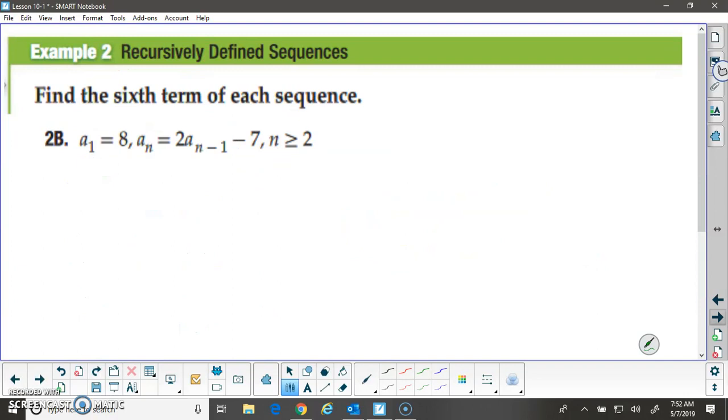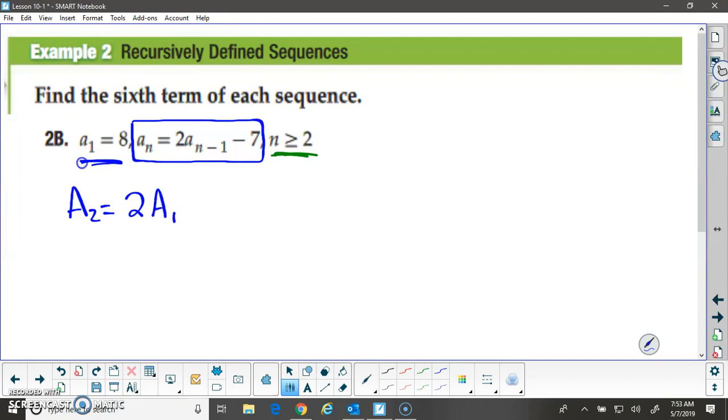Here's another similar example. The directions say find the sixth term. You can see that they're giving us the first term, and then they're giving us right here a formula. It's a recursive formula. You have to use the previous term to find the next term, and we have to start off by finding the second term. So the formula says to find the second term, we're going to take 2 times the previous term and then subtract 7.